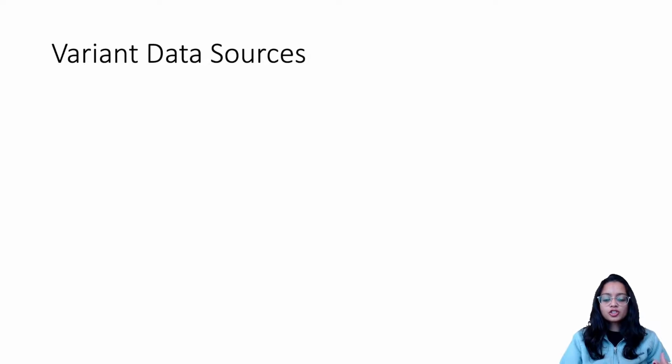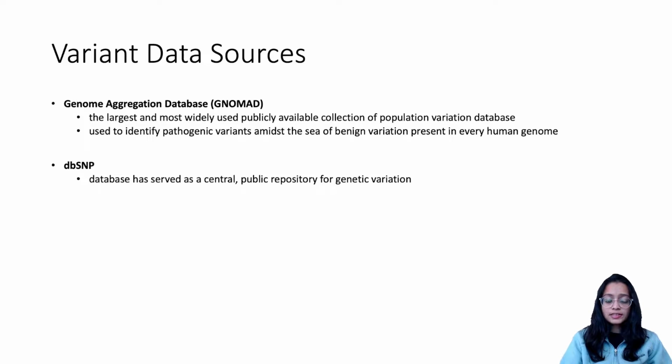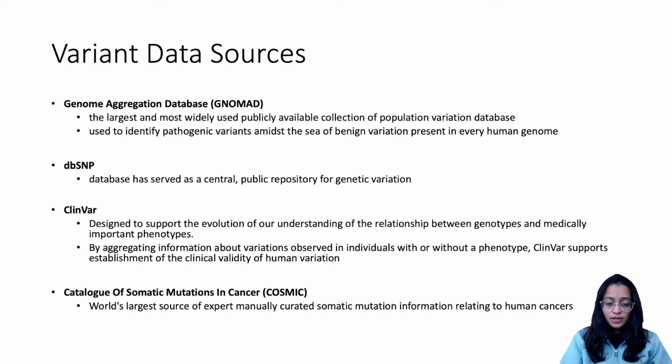There are specific databases or data sources that one can use while annotating the variants, which can help us answer some of these questions. Some of the commonly used data sources are gnomAD, dbSNP, ClinVar, and COSMIC, if we are trying to study cancer mutations.